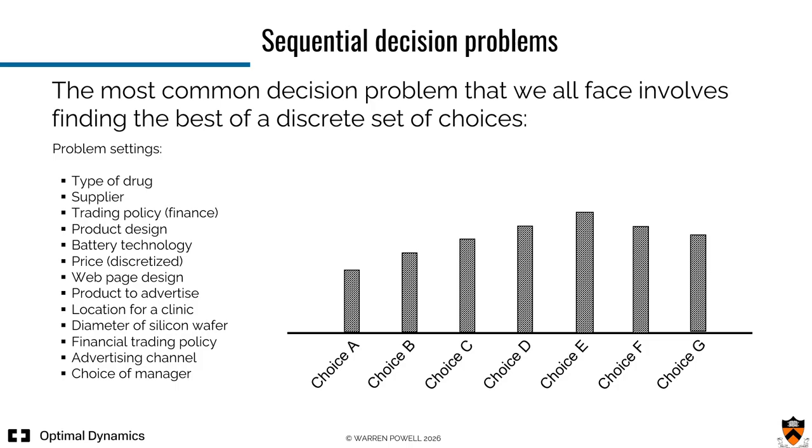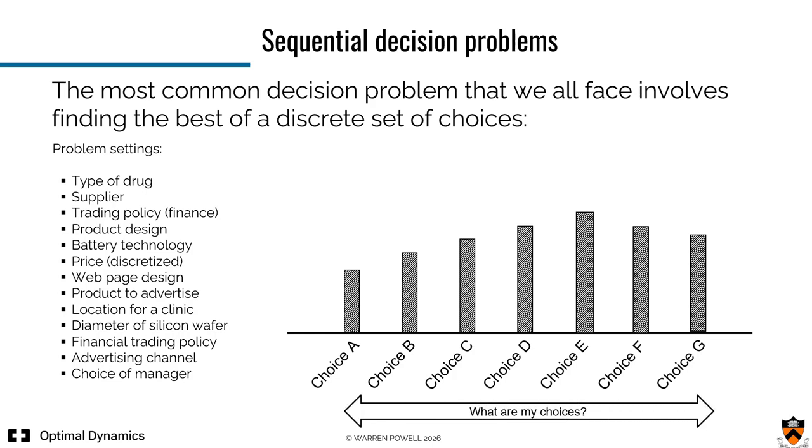Now, another class of sequential decision problem is very important. I think this is probably the most widely used sequential decision problem, where I have a set of choices. So off to the left, I have a lot of example settings: what price, what product to advertise, what treatment to use, what drug, what advertising channel. So I have a bunch of choices. I don't know how well they all perform.